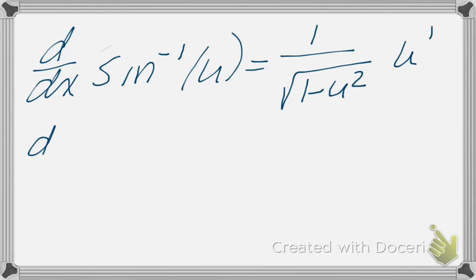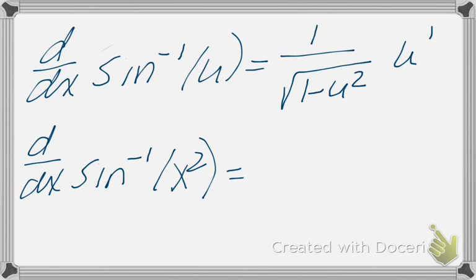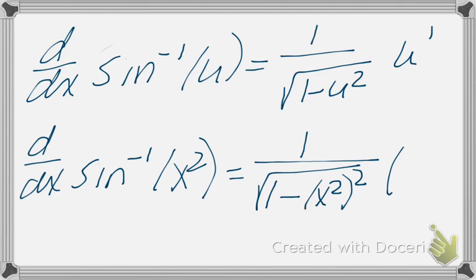So let's say it was asking for the derivative of sine inverse of x squared. That would equal 1 over the square root of 1 minus u squared, where u is x squared, so x squared squared, times the derivative of u, which would be 2x. Okay, that's how you would use it.